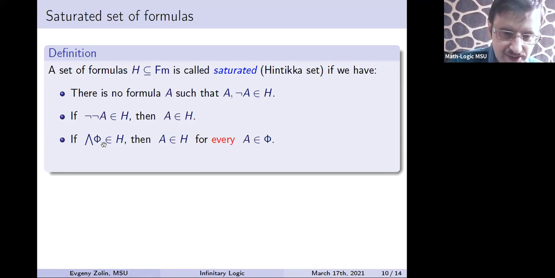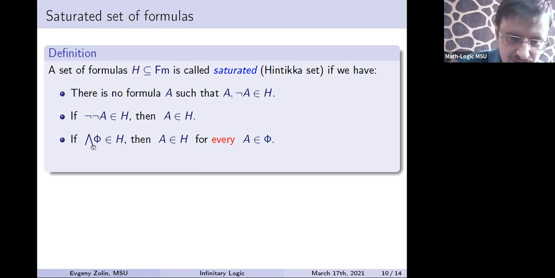And this will help us to say that H is countable. Next, if our set contains this formula, conjunction phi, where phi is at most countable, then our set must have all formulas from this set phi. So phi is a subset of H. Like in the usual logic, if A and B is in the set, then A is in the set and B is in the set. But only one implication, from left to right. We don't claim that if H has all these formulas, then H has this conjunction.